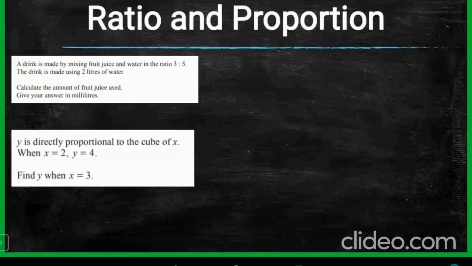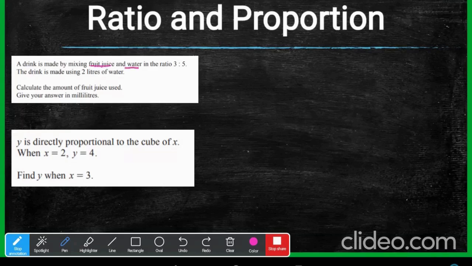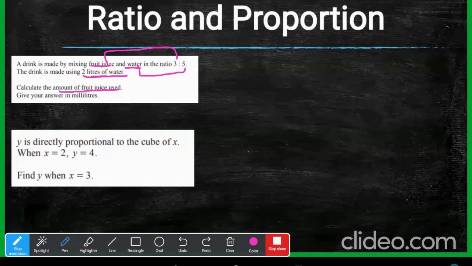What we have to do, the interesting thing is that we need to find the amount of fruit juice. First we need to read carefully. The drink is made by mixing fruit juice and water in a ratio of 3 to 5. The ratio of fruit juice is 3 and the ratio of water is 5. We need to find the amount of fruit juice because they have already given us 2 liters of water. Now we need to find out how much fruit juice they use.